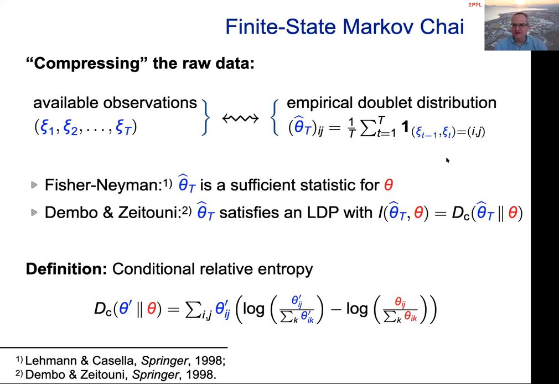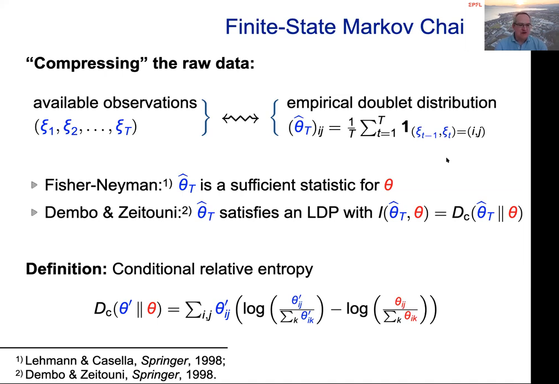It's quite natural to assume that we should work with this statistic. And actually, the empirical doublet distribution is again a sufficient statistic. This is again a consequence of the Fisher-Neyman factorization theorem. And it also satisfies, again, a large deviation principle, but in this case with a different rate function. It's no longer the Kullback-Leibler divergence, but in this case, it's the so-called conditional relative entropy. The definition of this is shown here at the bottom of the slide.